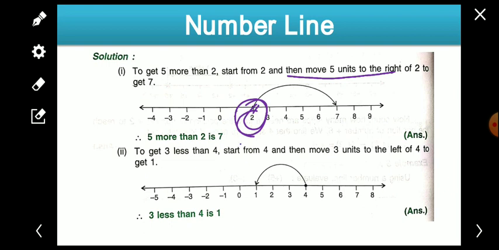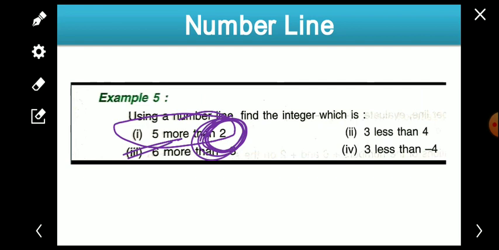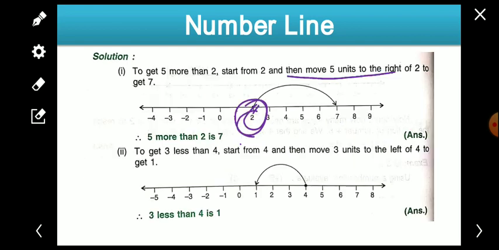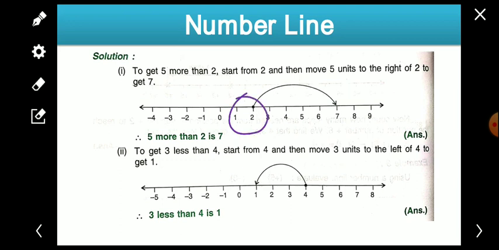We have to add 5. We have to get the value 5 more. So we will move 5 steps towards the right, because we have to get the greater value. So at first we start from 2 and move towards the right 5 units: 1, 2, 3, 4, 5. We indicate by putting an arrow that we have moved in the right direction. So what will the answer be? 5 more than 2 is 7, because we have reached the number 7.